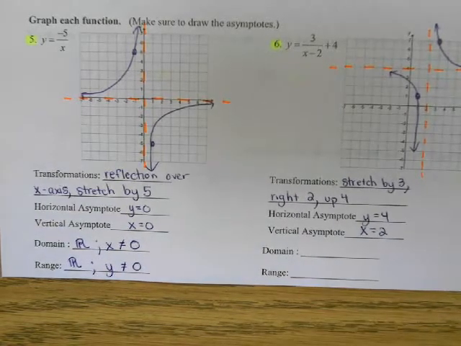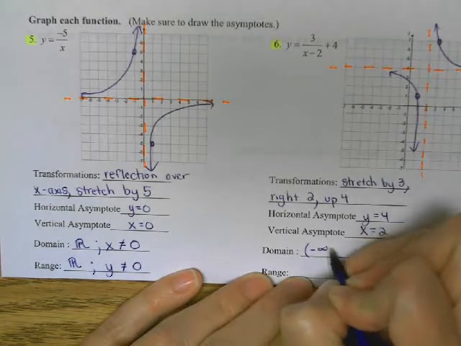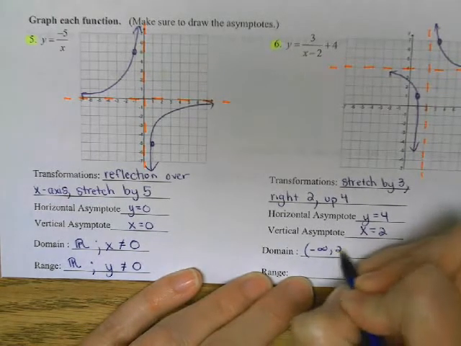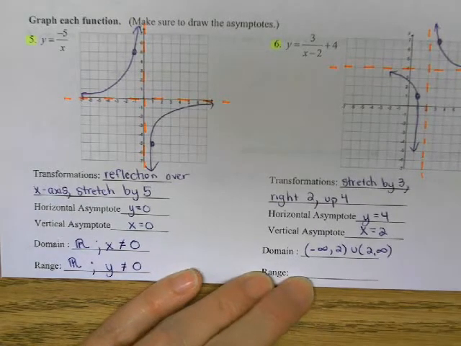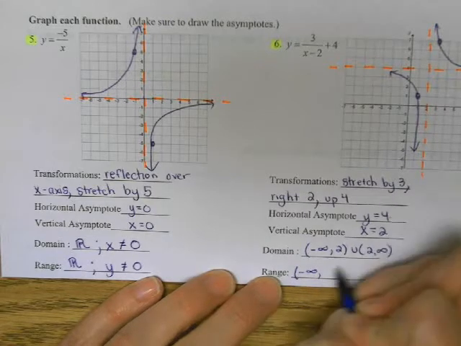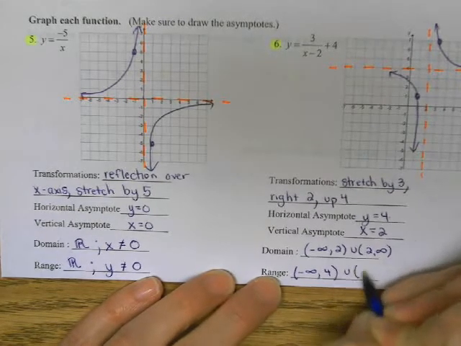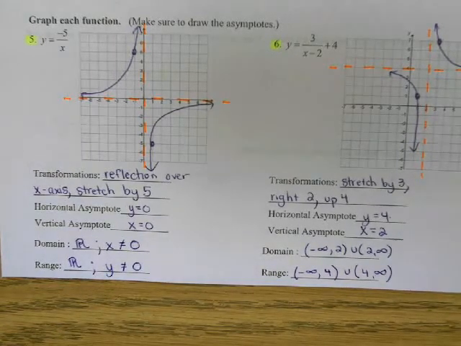Now for domain and range, I'm going to write it in interval notation. Remember that when I write interval notation, I have 2 separate domains and ranges, and it breaks at those different asymptotes. So for domain, it's going to go from negative infinity to 2, and then 2 to positive infinity. For range, it's going to go negative infinity to 4, and then 4 to infinity. Okay?